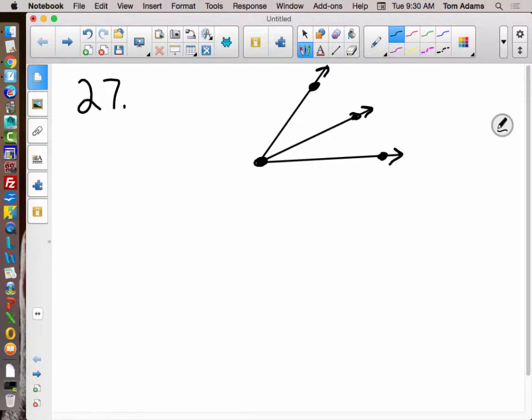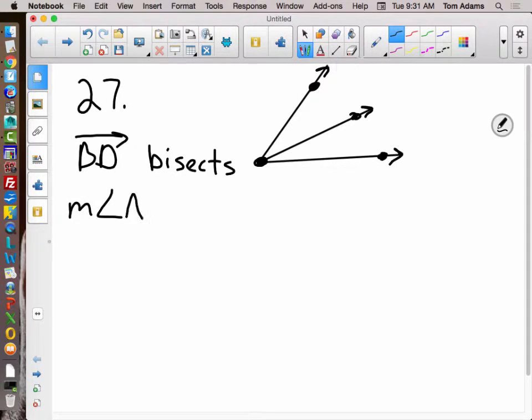we're told that the ray BD bisects angle ABC, or the measure of angle. Whoops, let me make some room here. The measure of angle ABC. Now that means that my angle ABC is just going to be A, B, and C, and since the ray BD bisects it, that means this.